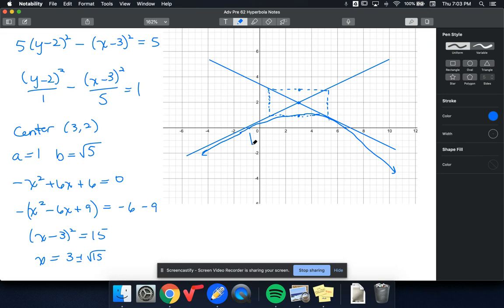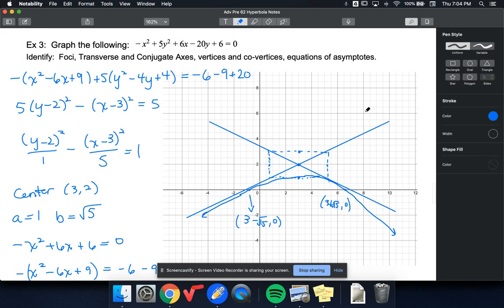And then I could label that. That, of course, is going to be 3 minus root 15, comma 0. And over here, 3 plus root 15, comma 0. Now I'm going to find my y-intercept. This time I should find only 1. So I'll come back up, look at my equation.